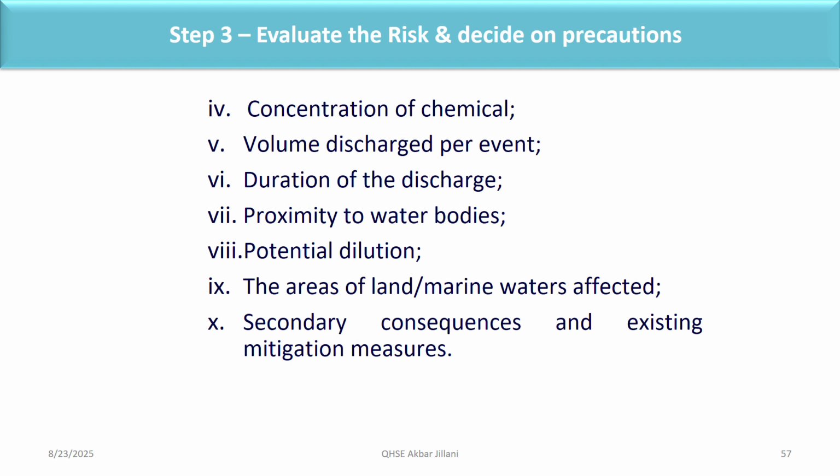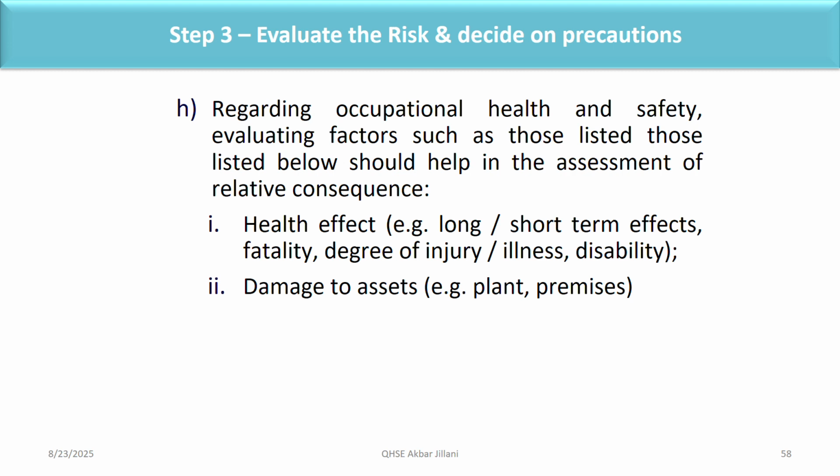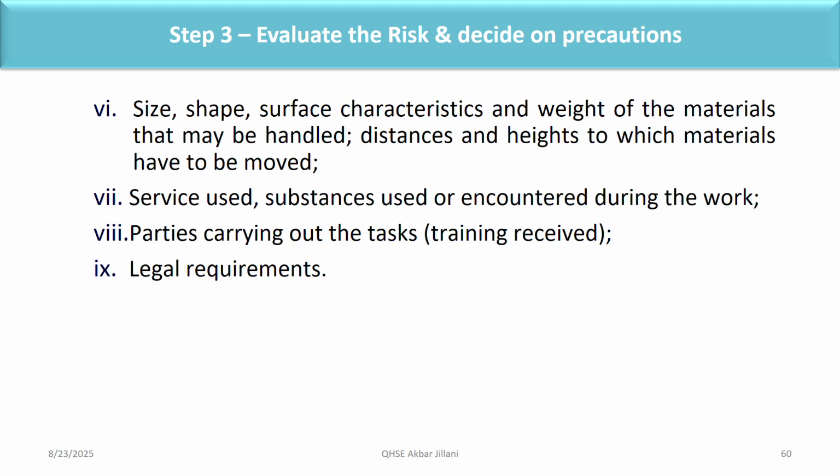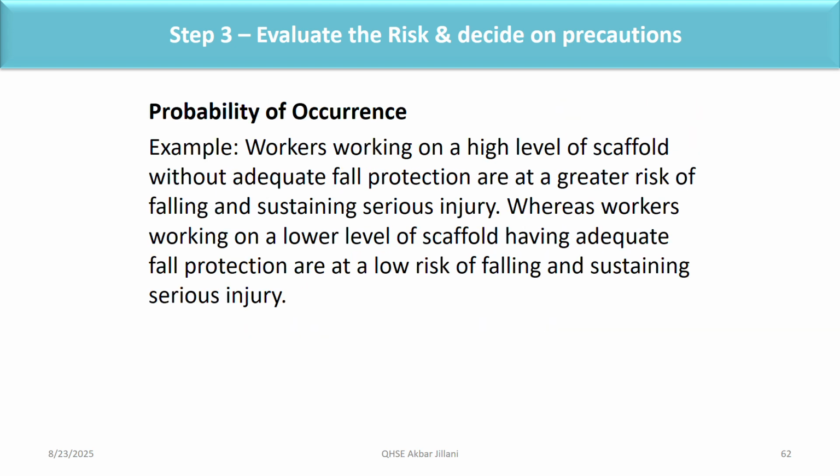For example, we are working on an electrical panel or changing an electrical bulb or something, and we are electrocuted. Now we are at height, so for the secondary consequences, the distance from the ground will also be counted. Now health effect, then damage to assets. So now come to this one by one.